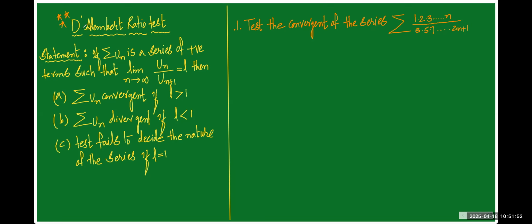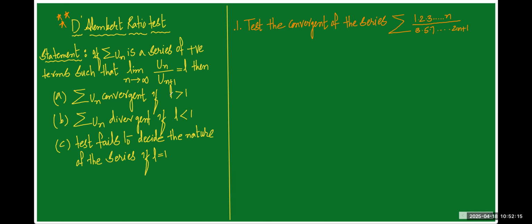What is the statement? Summation un is a series of positive terms such that limit n tends to infinity un by un plus 1 is L. L may be any value that should be finite only. Then if this value of L is greater than 1, then we say it is convergent. Example, greater than 1 means 2, 3, 4, whatever.